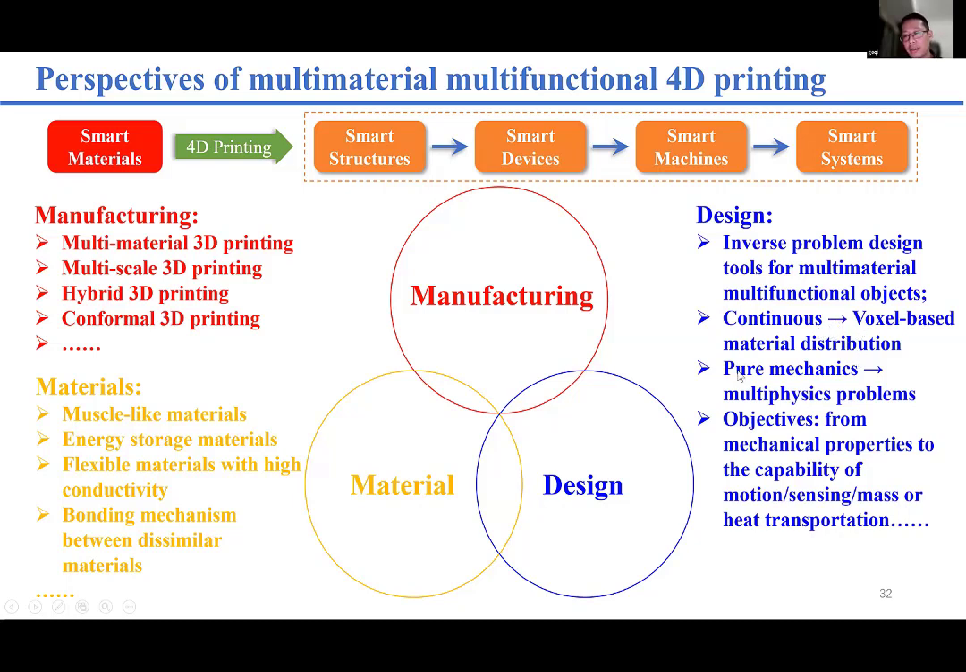And also, if we use topological optimization, it's usually for pure mechanics problems. And now the problem becomes multi-physics. And also the objective is changing from just optimizing or reaching a target goal for the mechanical property to the capability of motion sensing or mass or heat transport. And this is the perspective of the future 4D printing.